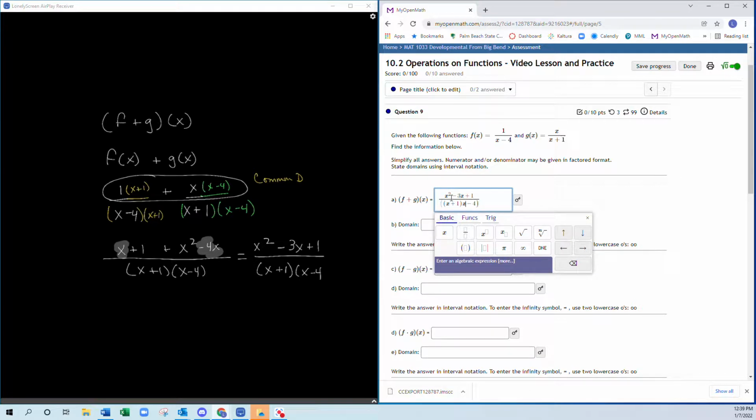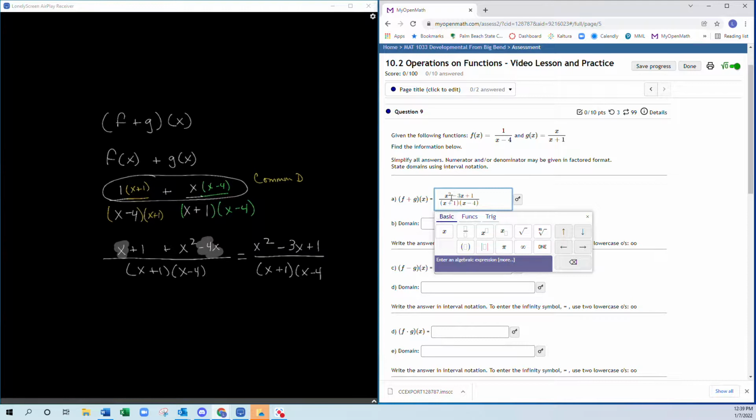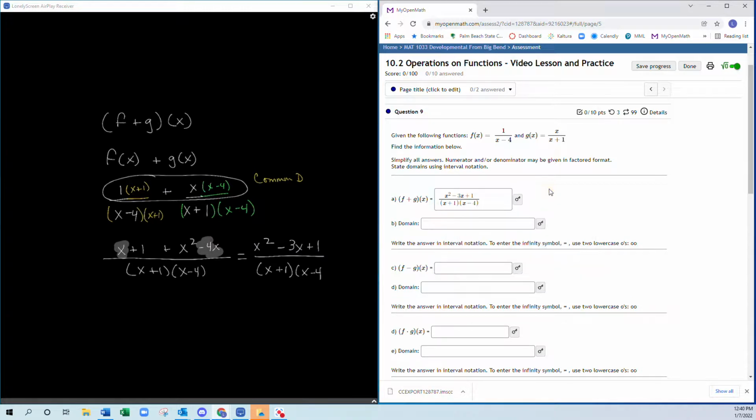Oops, I'm missing a parenthesis. There we go. That looks better. And then we are all set with that. And that's exactly what the answer is.